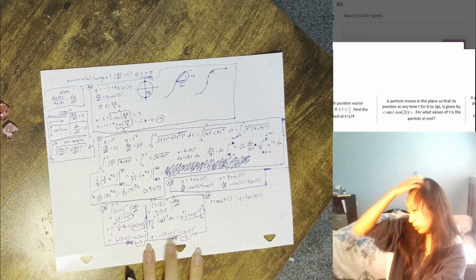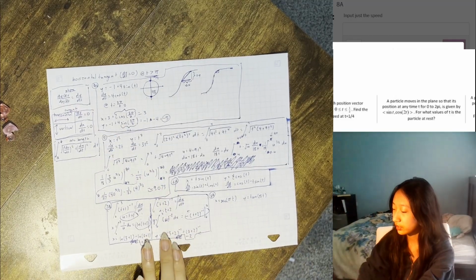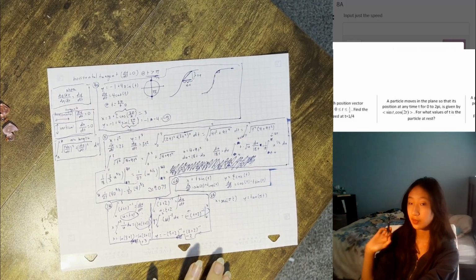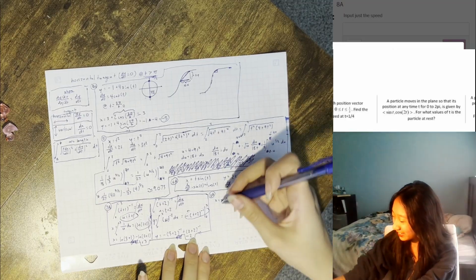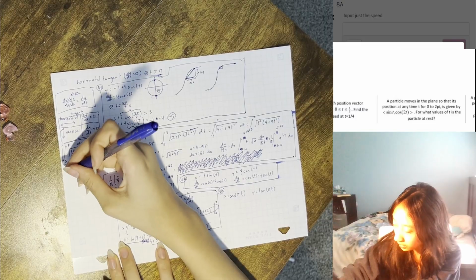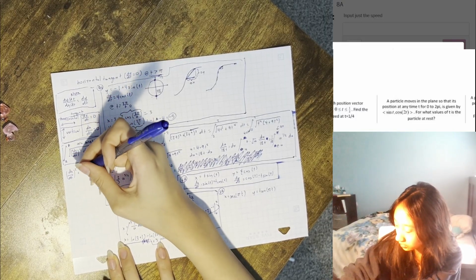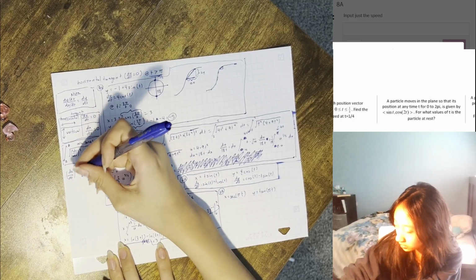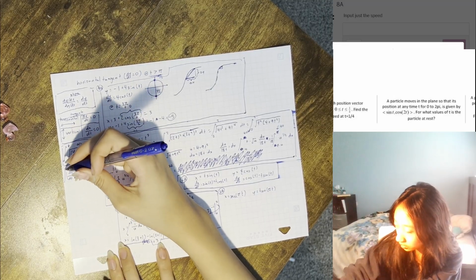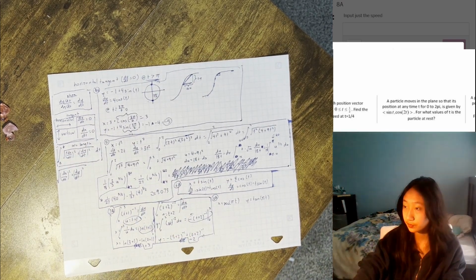What we're going to do is kind of like the arc length formula. We're going to do the Pythagorean theorem, and what that's going to be, I'm going to write it over here actually, is the square root of dx over dt squared plus dy over dt squared.